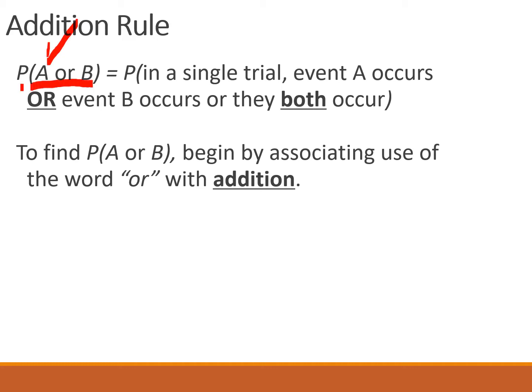Okay, and we have two events, event A and event B, and this "or" here in the middle is what's telling us that this is the addition rule. So when it's written like this, we want to find the probability that event A occurs or event B occurs or they both occur. At this point, the key thing is that we want to associate that word "or" with addition.